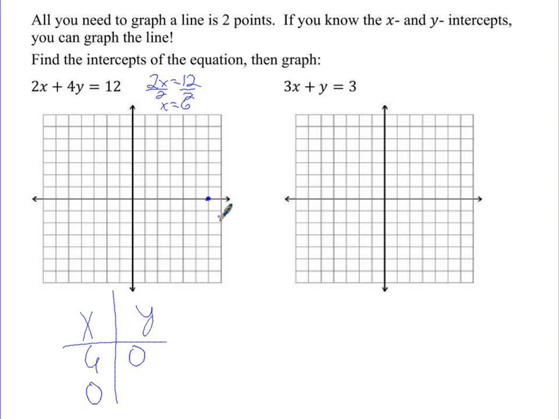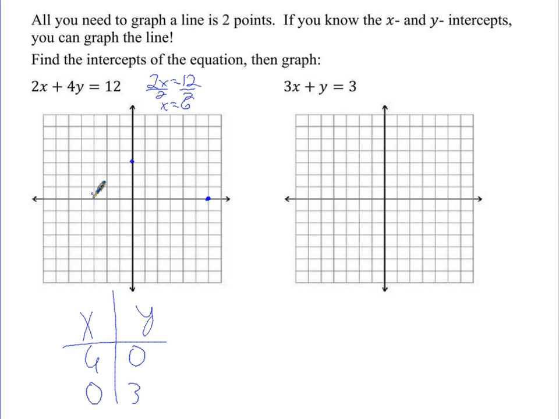Now I can do the exact same thing for the y-intercept. I plug in 0 for x this time. So if I plug in 0 for x, it's like 2 times 0, which is 0. That term disappears. And I'm left with 4y equals 12. Well, if that's the case, then what must y be equal to? 3. So by doing that, I can get this ordered pair, 0, 3, very quickly. And then 0, 3 is right here on my graph.